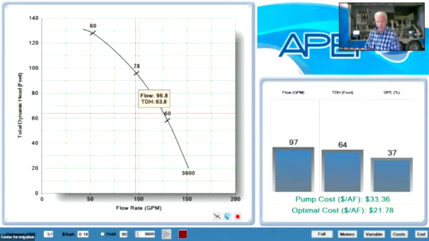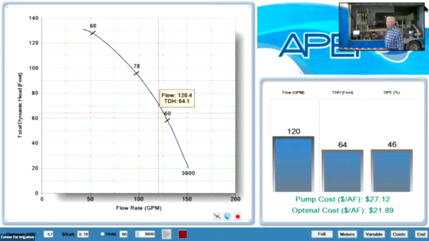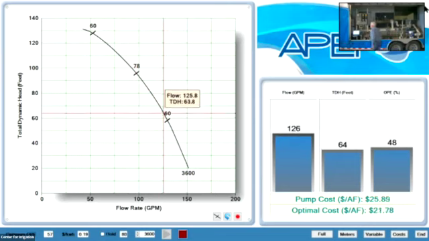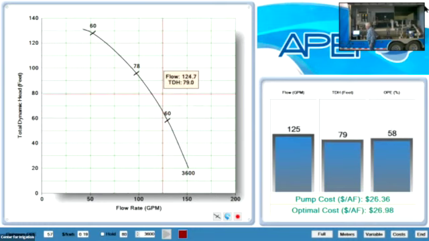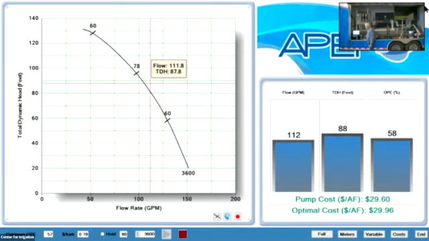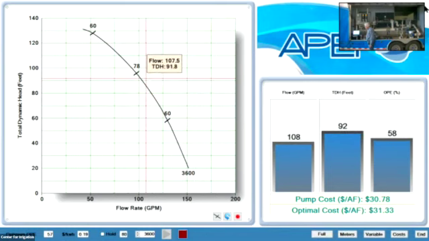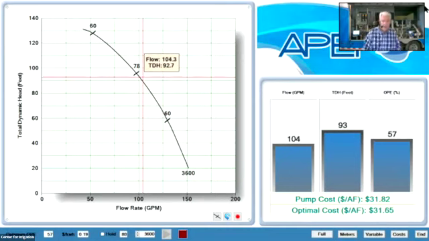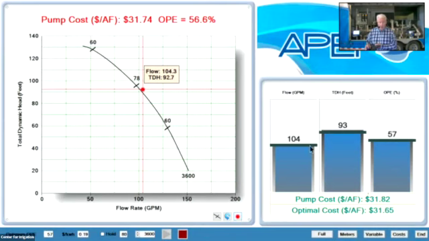Let's start over here. Now, this is where the water level doesn't vary much. Let's say this pump was coming out of a reservoir instead. We got it dialed in at our most efficient point, pretty good. I'm going to mark that spot right there. So we're running about $32 an acre foot, about 57% efficient right at that spot. It's about our most efficient point.